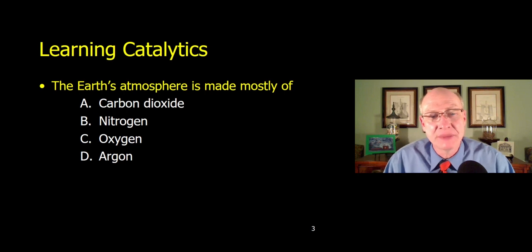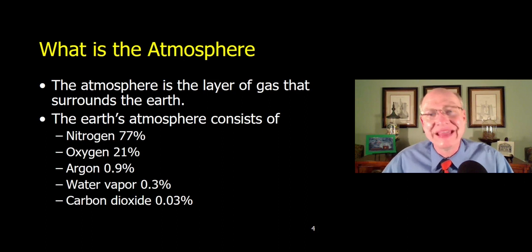The gas that makes up the majority of the Earth's atmosphere is nitrogen. So the atmosphere is that thin layer of gas that surrounds the Earth, and the composition of the Earth's atmosphere consists of 77% nitrogen, about 21% oxygen. Argon makes up about 0.9%, water vapor is about 0.3%, and carbon dioxide is 0.03% of the atmosphere. So interestingly, nitrogen makes up the majority of the Earth's atmosphere.